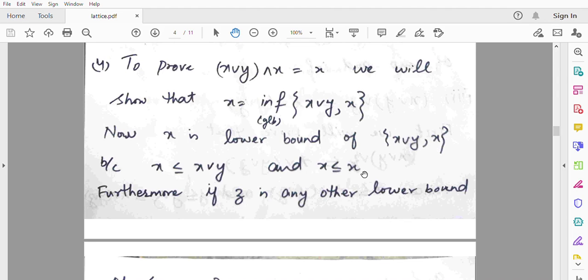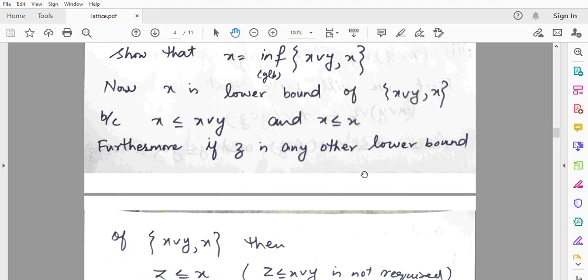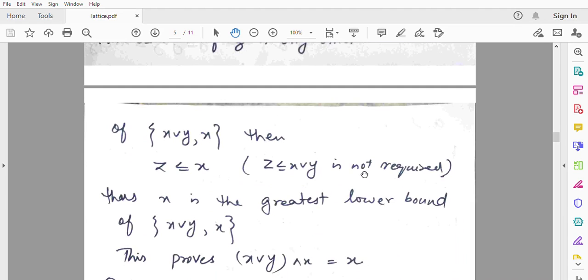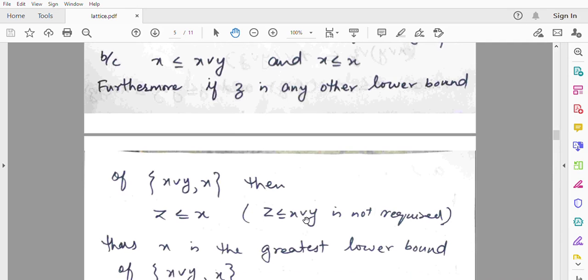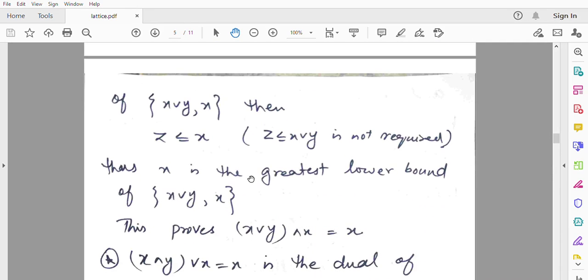Next we need to show that it is the greatest among the lower bounds. Okay, so for this comparison we need to have a lower bound other than x. So let us suppose that z is any other lower bound of both the similar elements. If z is a lower bound of these elements, it means that z must be preceded by this element and z must be preceded by this element. We only require this one, so this one is not required, so I'm not going to mention it. Okay, so it means that z is preceded by x.